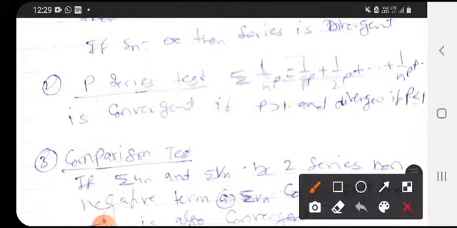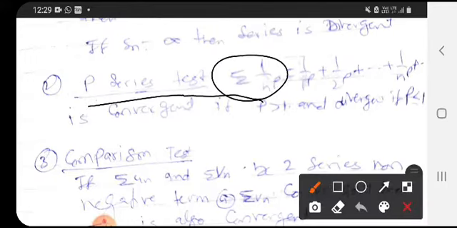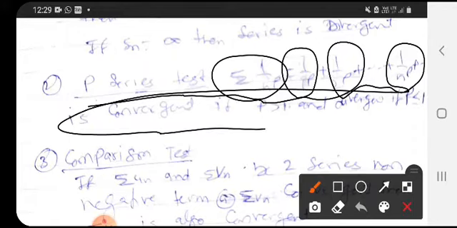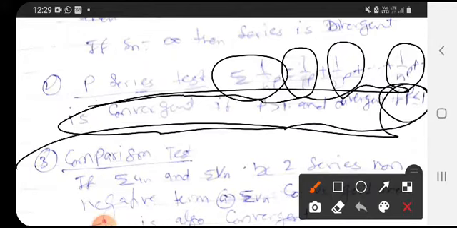P series test: summation 1 upon n to the power p, that is 1 upon 1 to the power p, 1 upon 2 to the power p, up to 1 upon n to the power p, is convergent if p is greater than 1 and divergent if p is less than or equal to 1.